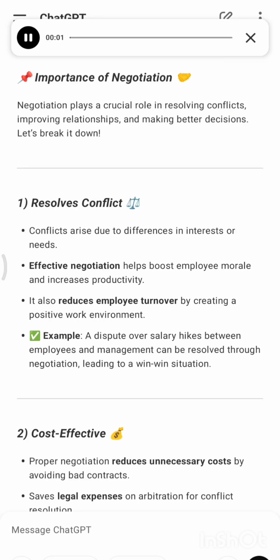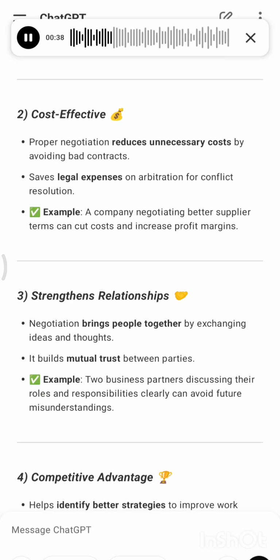Importance of negotiation. Negotiation plays a crucial role in resolving conflicts, improving relationships, and making better decisions. Let's break it down. 1. Resolves conflict. Conflicts arise due to differences in interests or needs. Effective negotiation helps boost employee morale and increases productivity. It also reduces employee turnover by creating a positive work environment. Example: a dispute over salary hikes between employees and management can be resolved through negotiation, leading to a win-win situation. 2. Cost effective. Proper negotiation reduces unnecessary costs by avoiding bad contracts.